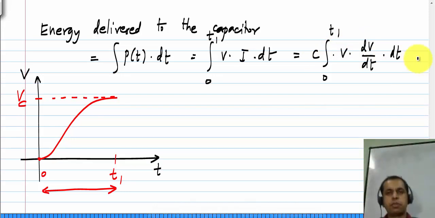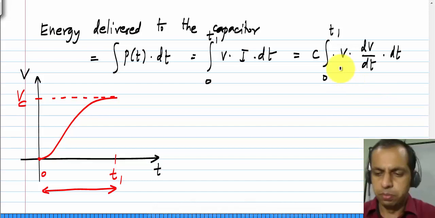So this is nothing but the integral from 0 to t1 of C times V times the time derivative of V with respect to time. Now this looks very complicated. V itself has some kind of variation that we have not specified. Its time derivative looks complicated, and then finally, how do we evaluate the integral? But it turns out it's very simple and it doesn't depend on any of the details of this waveform.